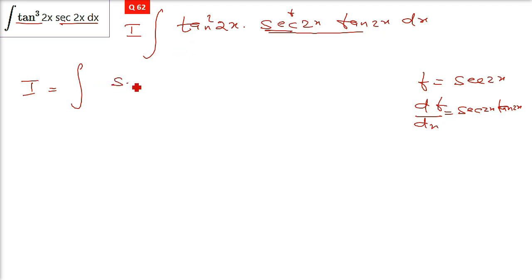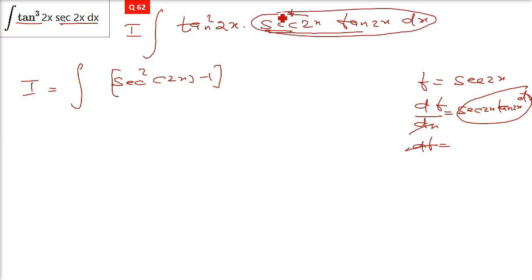We can write it, because you already took sec 2x with tan 2x. So this tan squared 2x can be written as sec squared 2x minus 1. You know already the formula. Sec 2x tan 2x dx will be dt. So dt will be sec 2x tan 2x and dx. This whole is going to be dt. So this whole from here to here, it's dt. So sec squared 2x minus 1 will be t squared minus 1 dt.